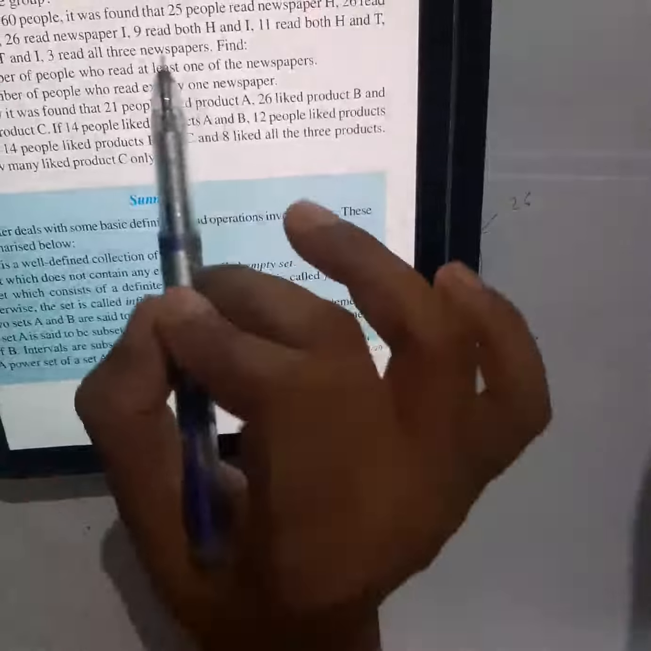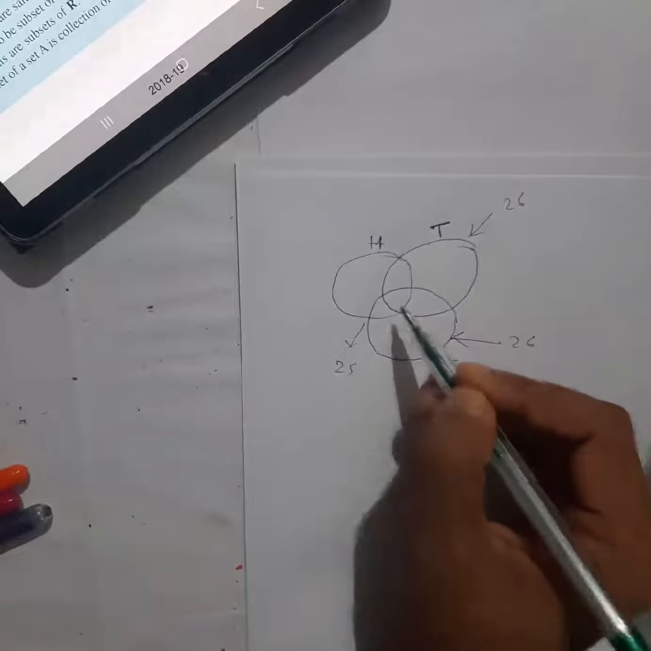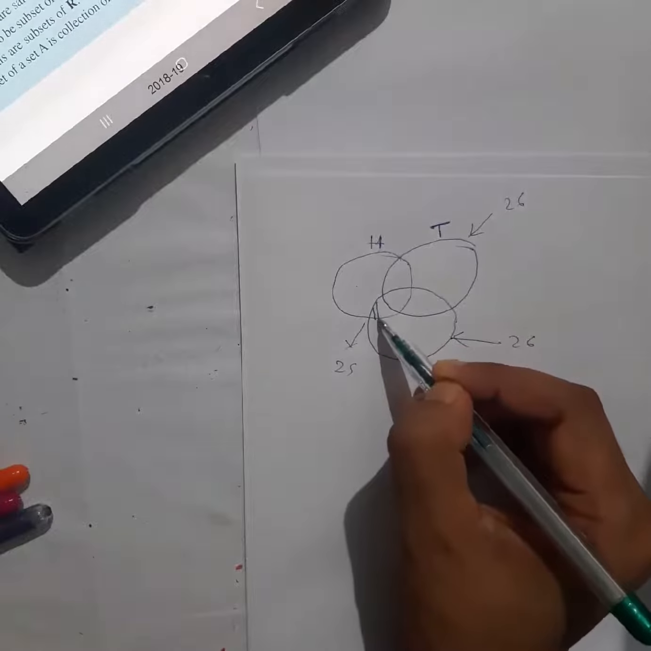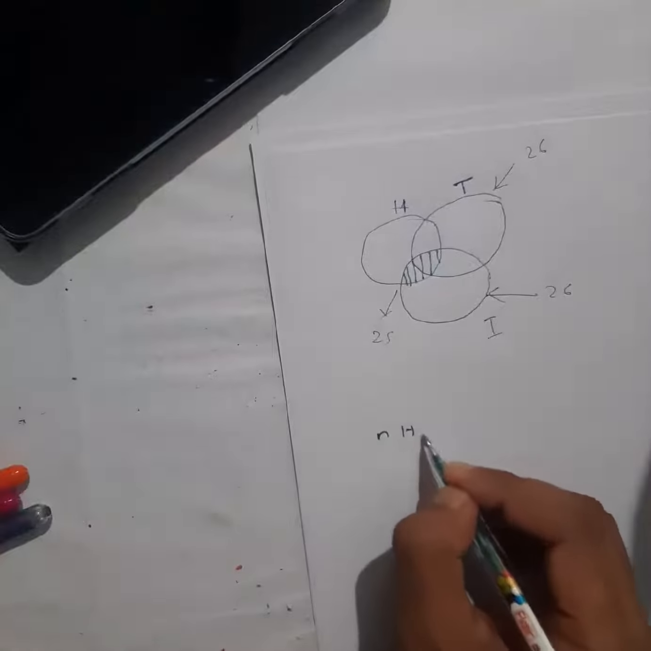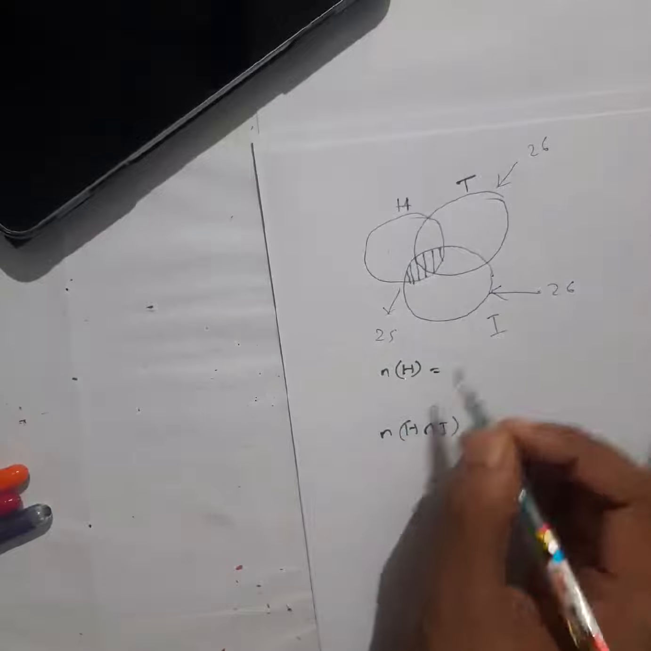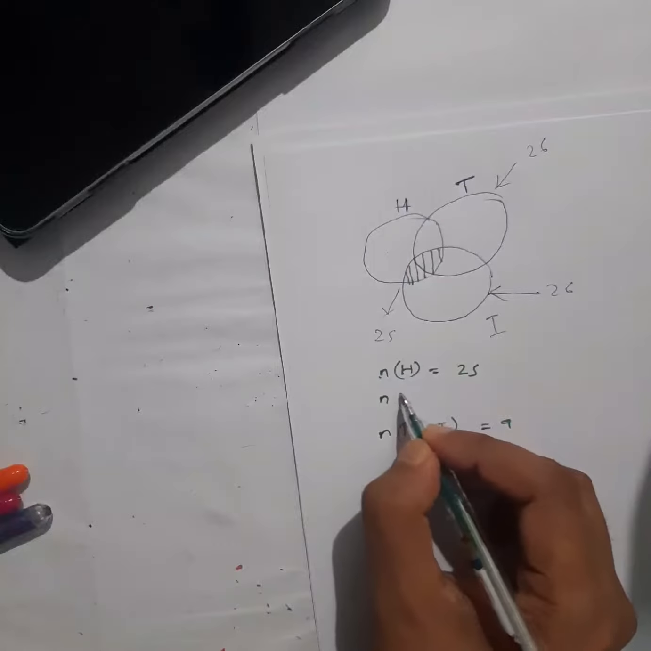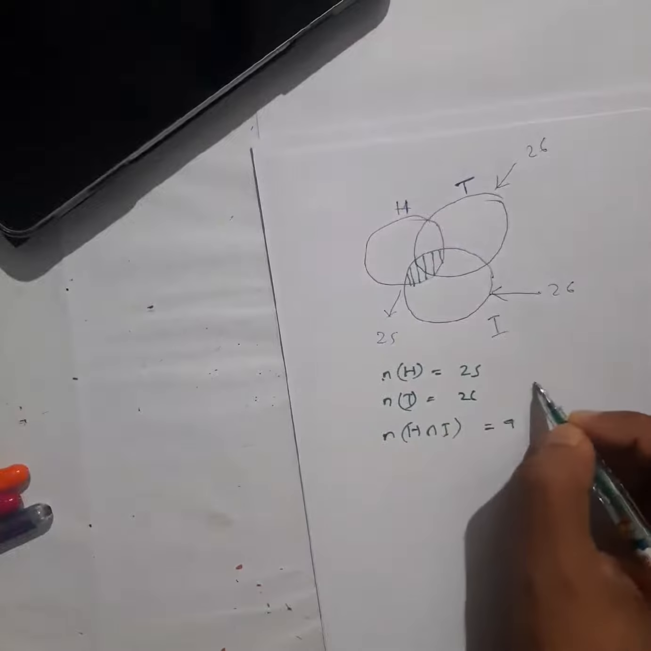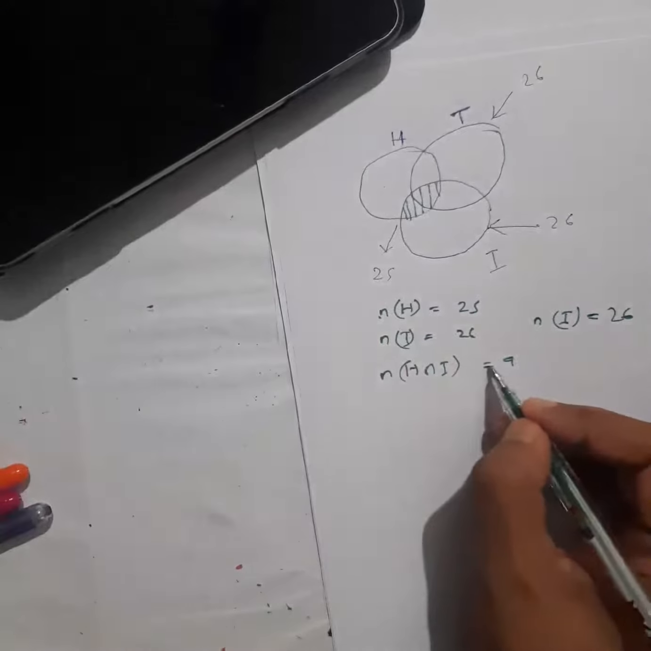Okay. 9 read both H and I. Let me take another color pen. So 9 read both H and I. So H is this, I is this. So the common region between H and I is this portion. So there are 9 people in this case. So H intersection I is given as 9. So let me write down all. People who read newspaper H: 25. People who read newspaper T: 26. People who read newspaper I: 26.